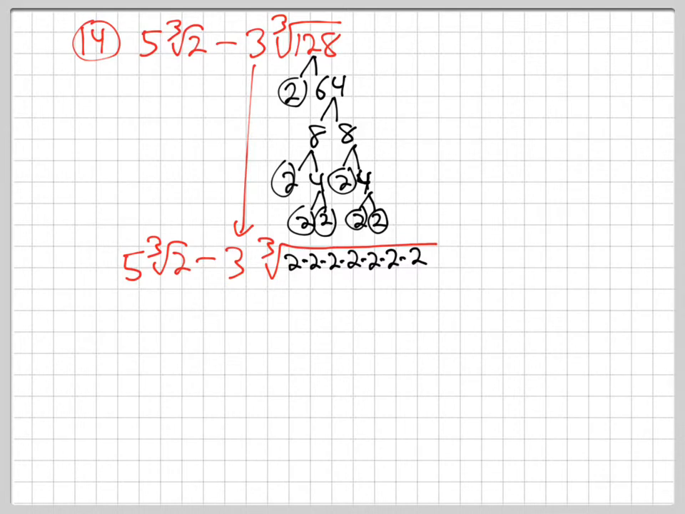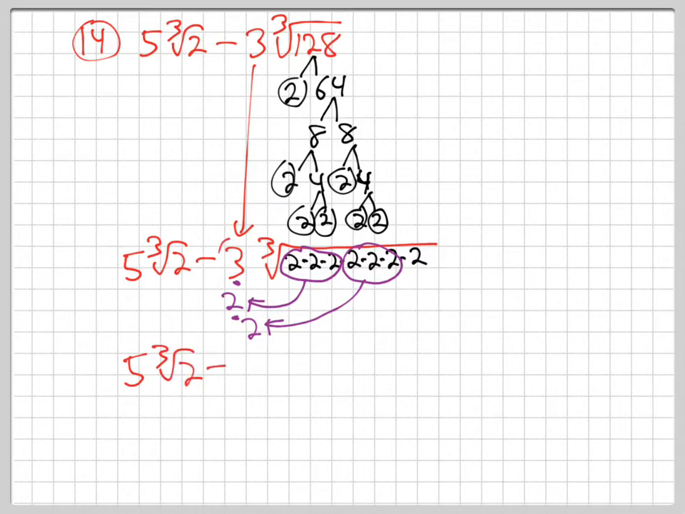So let's see it. So we're going to say 3 2's in, 1 2 out, 3 2's in, 1 2 out. And they times with the 3 that's already out there, don't they? Is that good? And so we get 5 cube root of 2 minus, these 3 guys multiply. 3 times 2 is 6, times 2 is 12. Cube root of, what's left in the cube root? Left over 2 there.